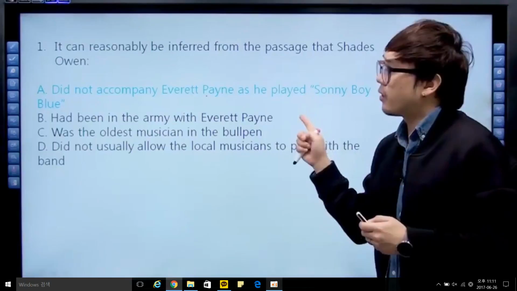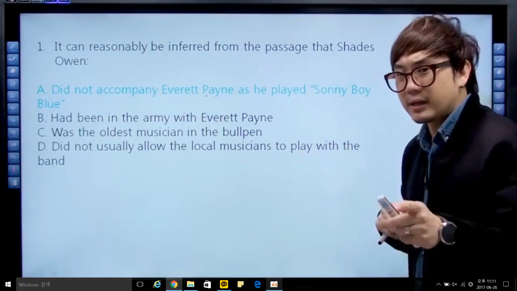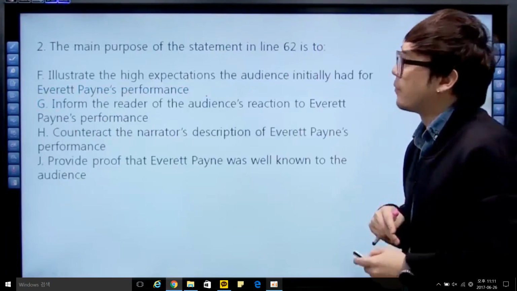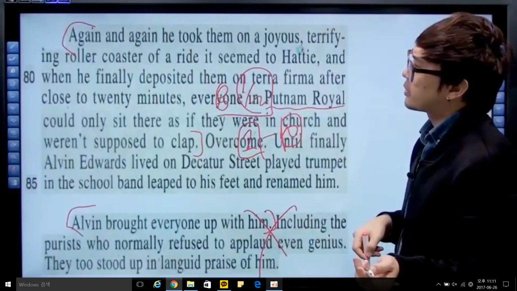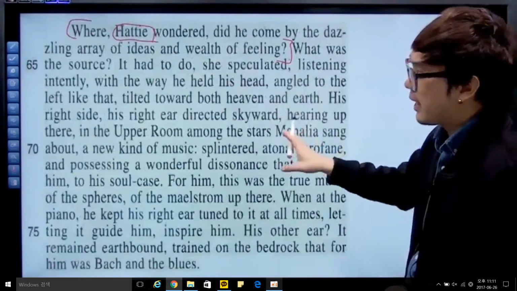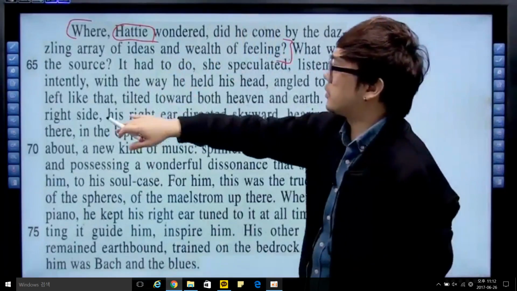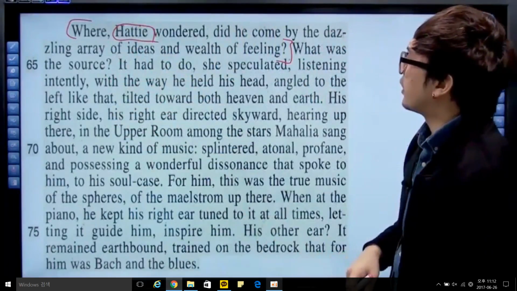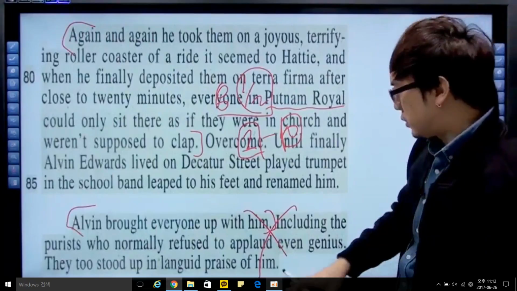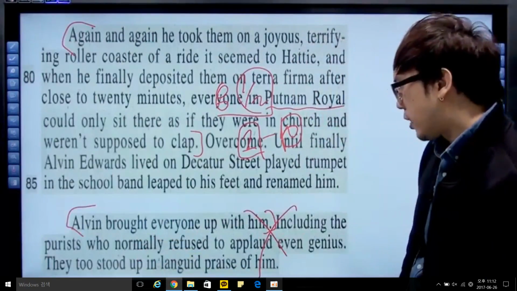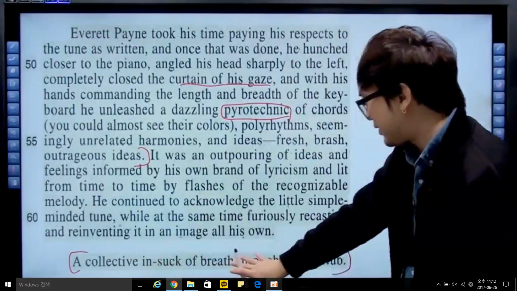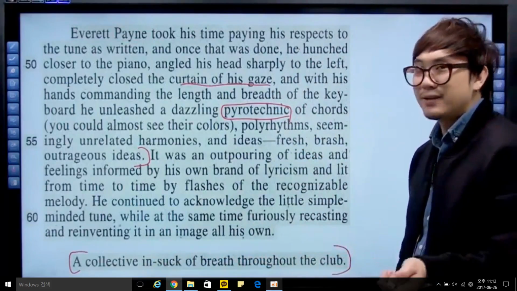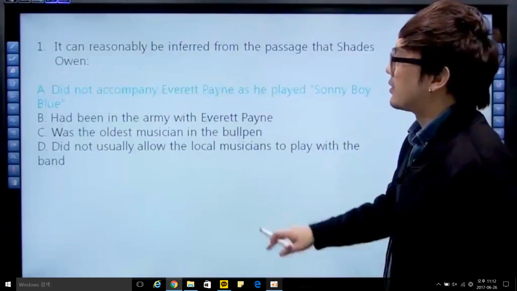Let's get with the other one, the second one. Let's see how long that takes. I'm looking at my watch. Let's get started. All right, the main purpose of the statement in line 62 is to. So let's take a look at 62. Now, of course, I'm saying that it will take time, but right there, 62. Oh, I'm sorry. 62 should be right there. They too stood up in the languid praise. We're taking a collective intake of breath throughout the club, right? So what does that mean?